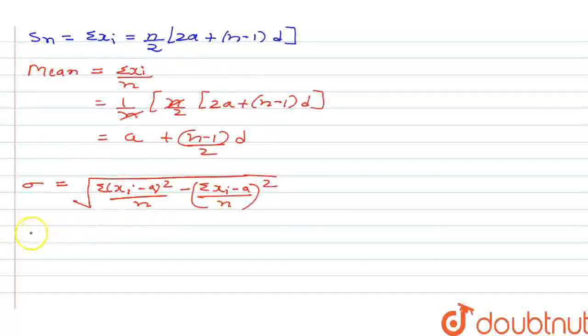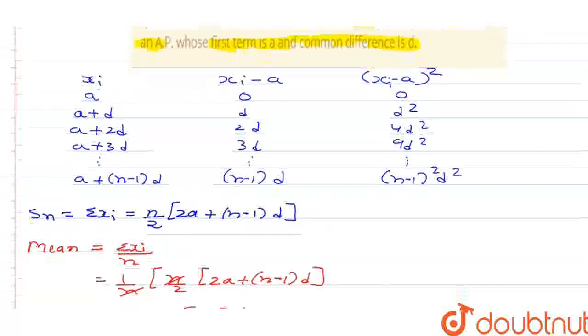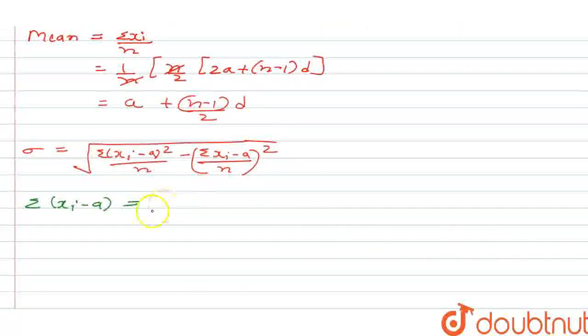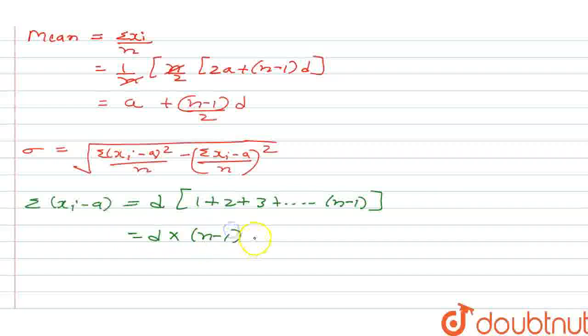So sigma (xi minus a) can be written as, we will add all the terms, that is 0 plus d plus 2d plus 3d. Let's take d common. So it will be 1 plus 2 plus 3 plus dot dot dot till (n minus 1) terms. Correct? Now as we know, if n terms were there instead of n minus 1, the formula would be n into (n plus 1) by 2. But here we will replace n by n minus 1, so it will be d into (n minus 1) into n by 2.